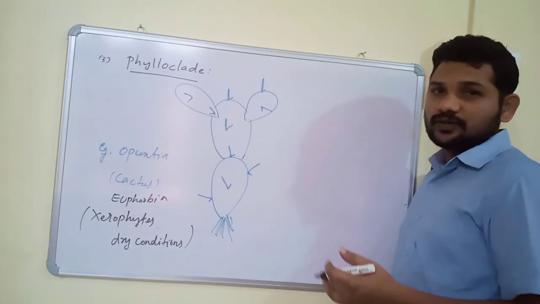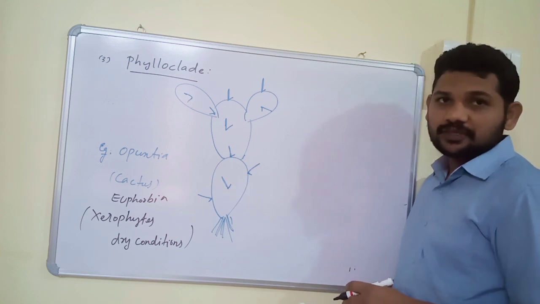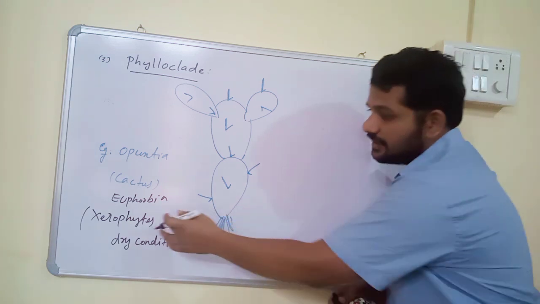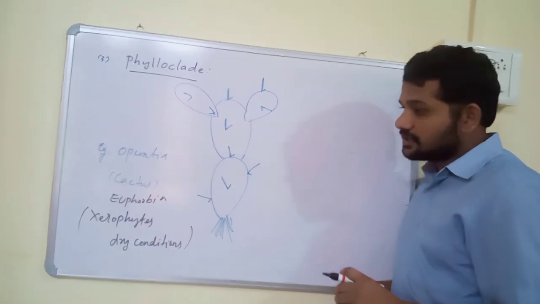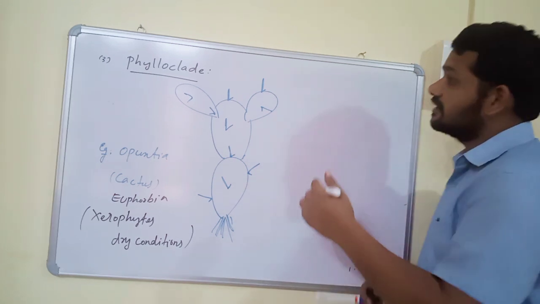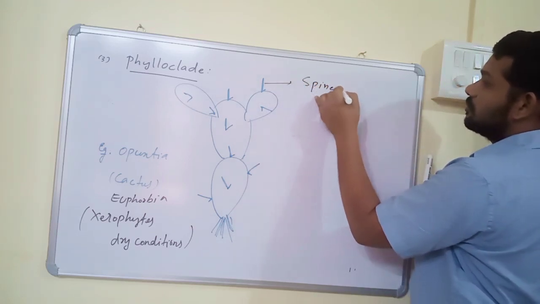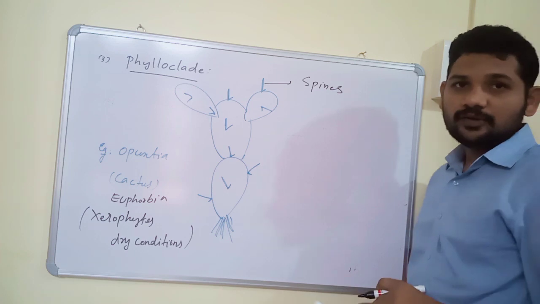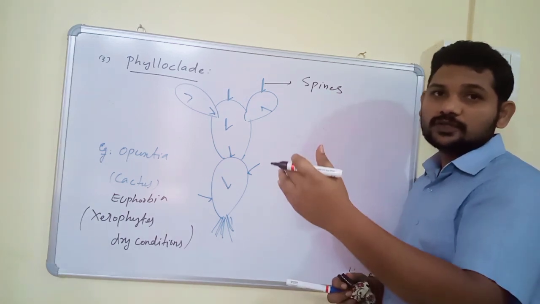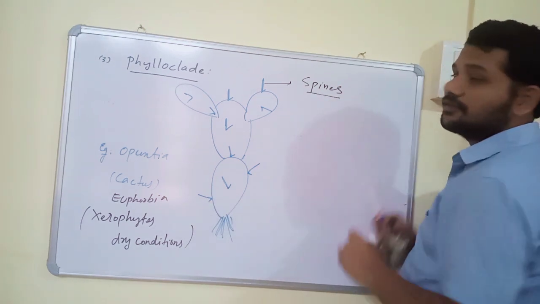Xerophytes usually grow in dry conditions. In dry conditions, the rate of transpiration, meaning loss of water in the form of vapor, is very high in case of xerophytes. So that's why the leaves in xerophytic plants are highly reduced. Leaves are reduced into sharp pointed structures, and these are called spines. Usually leaves perform photosynthesis and make the food material, but in such cases the leaves are modified into spines.